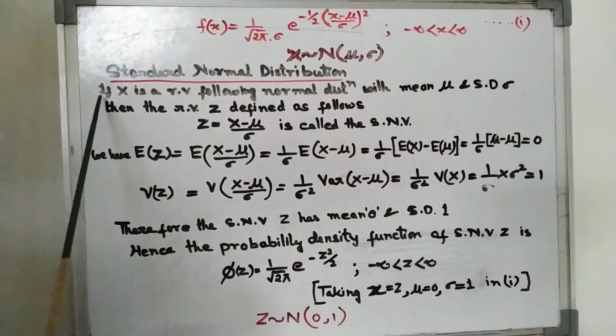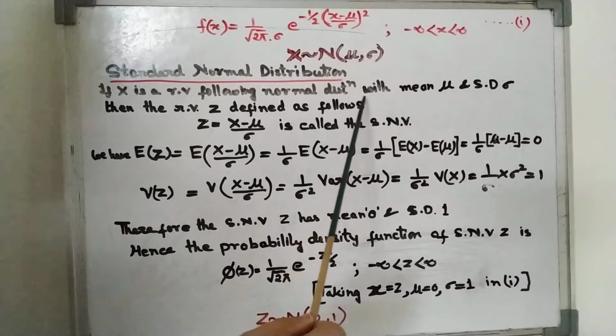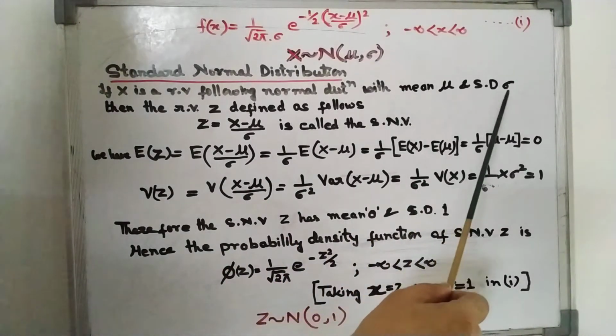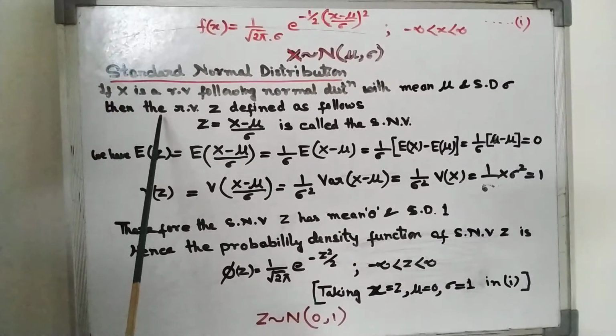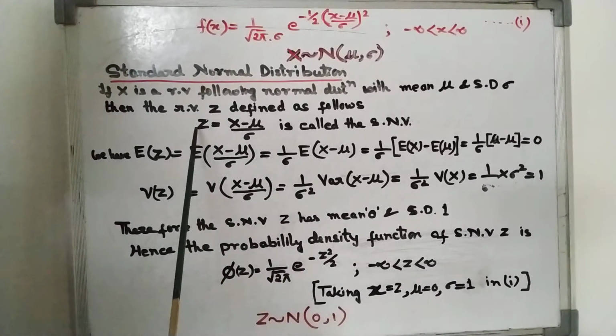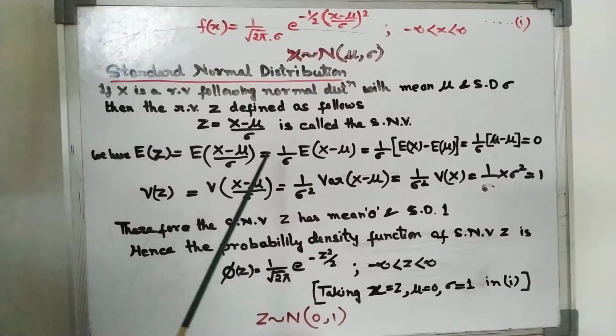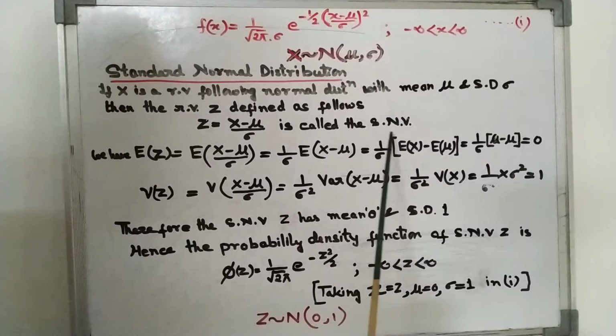So here, if x is a random variable following a normal distribution with mean mu and standard deviation sigma, then the random variable z, defined as z is equal to x minus mu divided by sigma, where mu is the mean and sigma is the standard deviation, is called the standard normal variate.